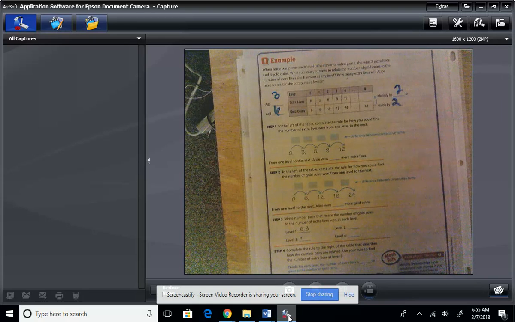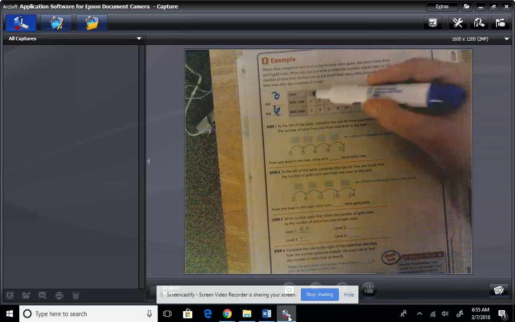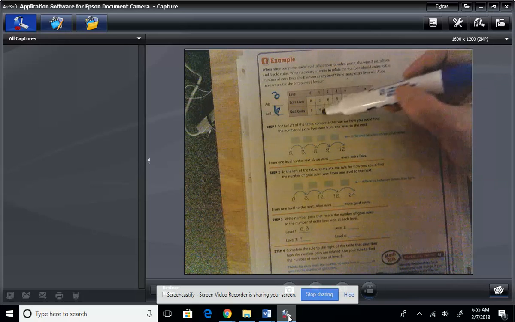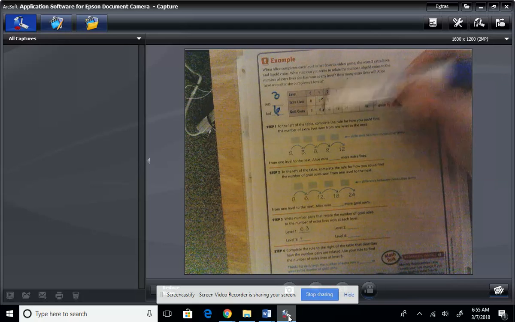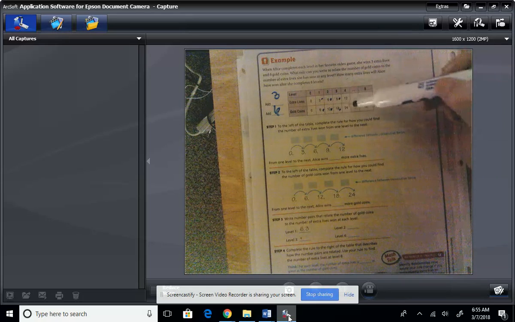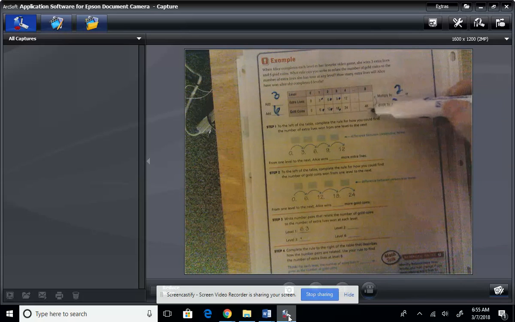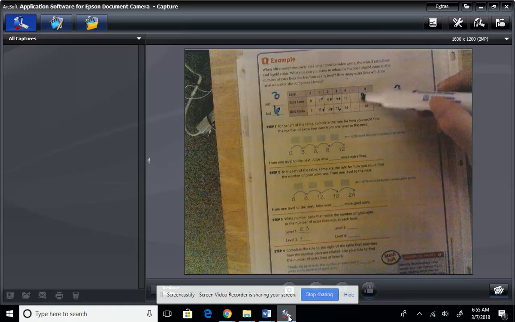Because if I look, 0 to 0, 3 times 2 is 6. 6 times 2 is 12. 9 times 2 is 18, or if we're going to go backwards, so what do I got to do here? I got to divide by 2, and I get 24.